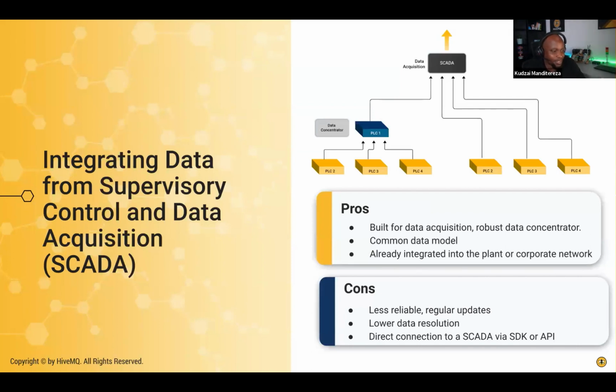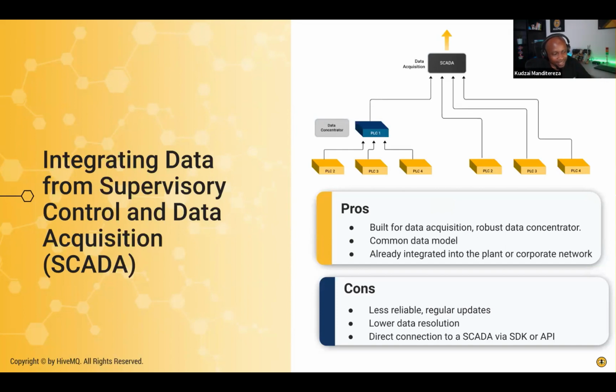However, SCADA systems, as you might be aware, are less reliable as sources of data acquisition. If you need to do some updates on the Windows PC, in most cases you need to do multiple restarts. You can't always rely on the SCADA system being up and running, which is a big disadvantage. Also, the resolution of the data is not as fine as within the PLC. So if you're doing an application that requires data in its original resolution, you might find it really hard to work with the data coming from a SCADA system.